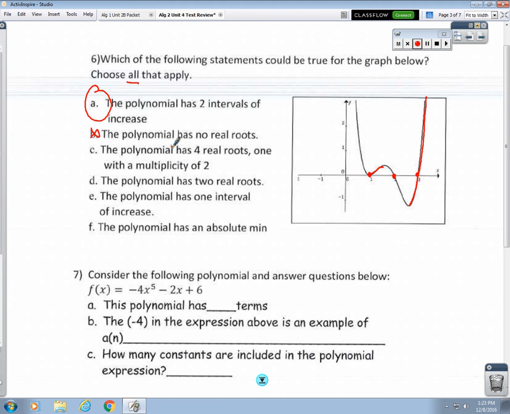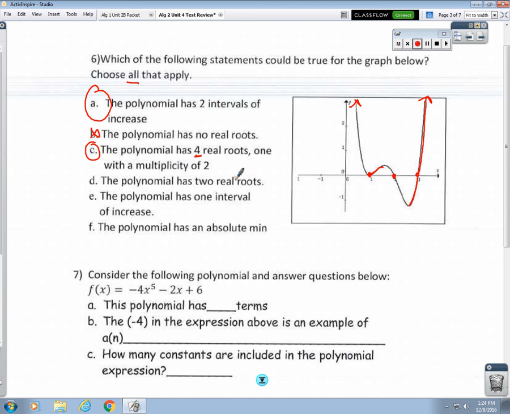C, the polynomial has 4 real roots, one with a multiplicity of 2. That is true. Even though we only see it hit in 3 different places, 1, 2, and 3, doesn't that one count twice because it's a bounce? Multiplicity of 2. So that's why it totals up to 4. Also, guys, it's even, which means you're going to have an even number of roots.